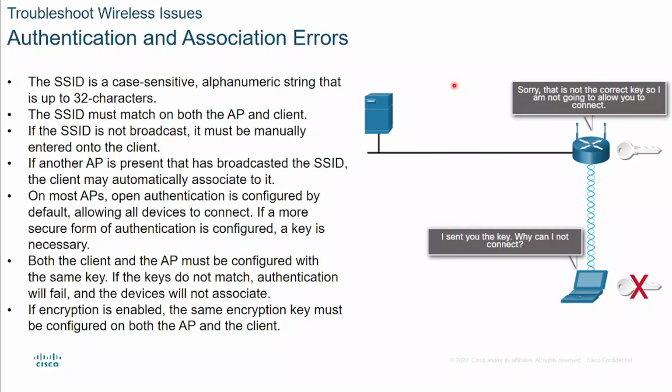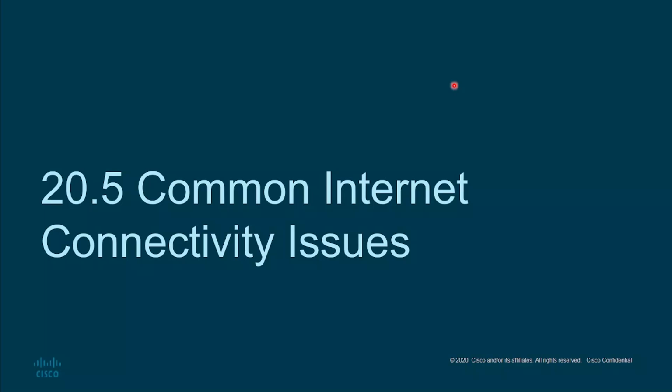We talked about this previously. If encryption is enabled, the same encryption key must be configured on both the access point and the client. The key there is just referring to the password, just so you know, like the WPA password.